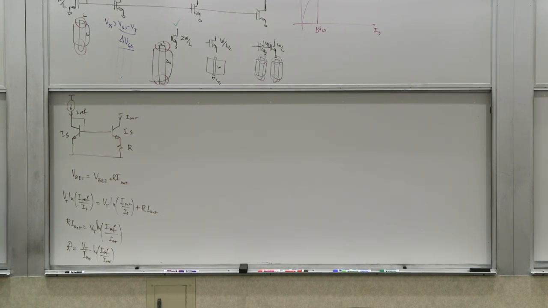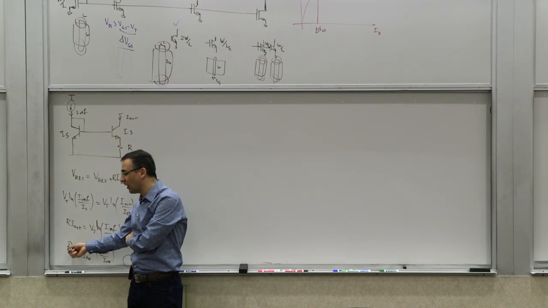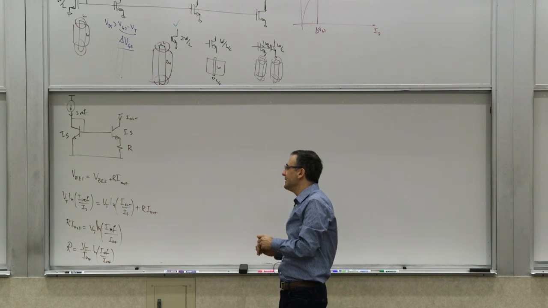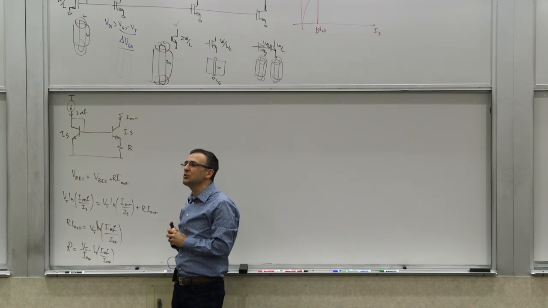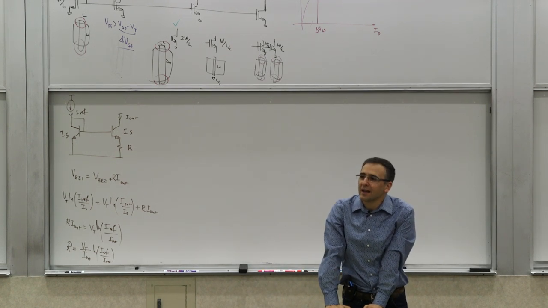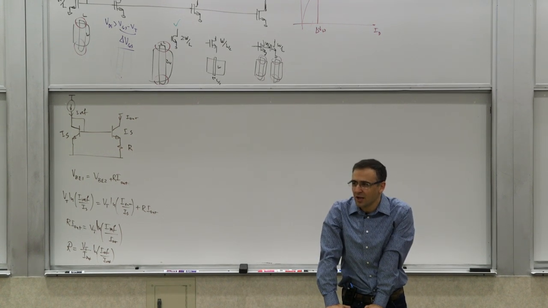Yes? Do people use this a lot? Because it seems like if there's an exponential relationship to R, then some process variation will change. Well, it's a logarithmic dependence, right? There is some strong dependence on R, but that's a good question. How sensitive are you to the R? There is some sensitivity, but it's usually used when you're trying to scale the current down by significant factors. So it's a case where you may not care. You have a reference branch that's, let's say, 100 microamps, and you're trying to make a 1 microamp branch, and you don't care if it's 1 microamp or 1.2 microamps or 0.8.